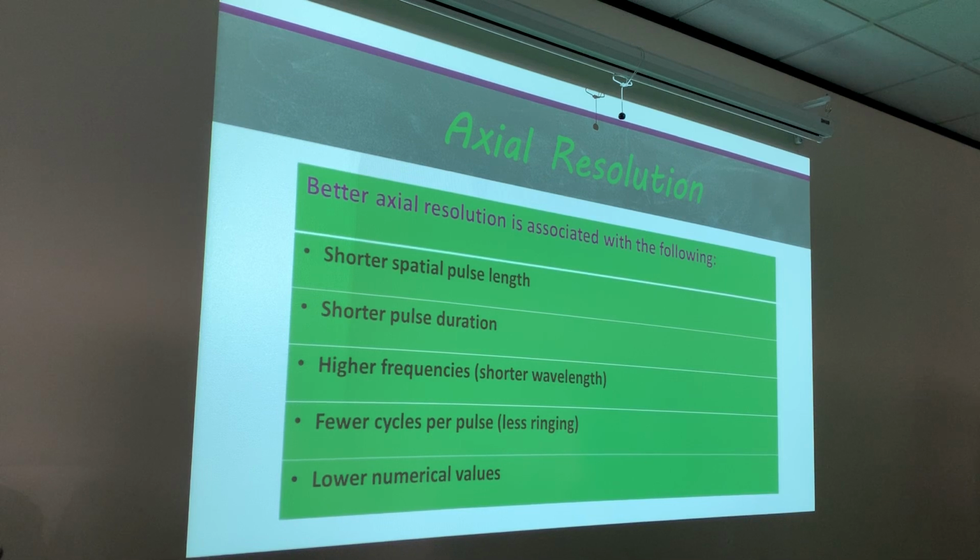Better axial resolution is associated with higher frequencies because they provide us with shorter wavelengths. Okay. And fewer cycles in a pulse, which is equivalent to less ringing. Okay. That's going to be done by our damping element. The damping element stops the resonant frequency, stops our sound from vibrating, our PZT from vibrating. Okay. And axial resolution is better with lower numerical values.